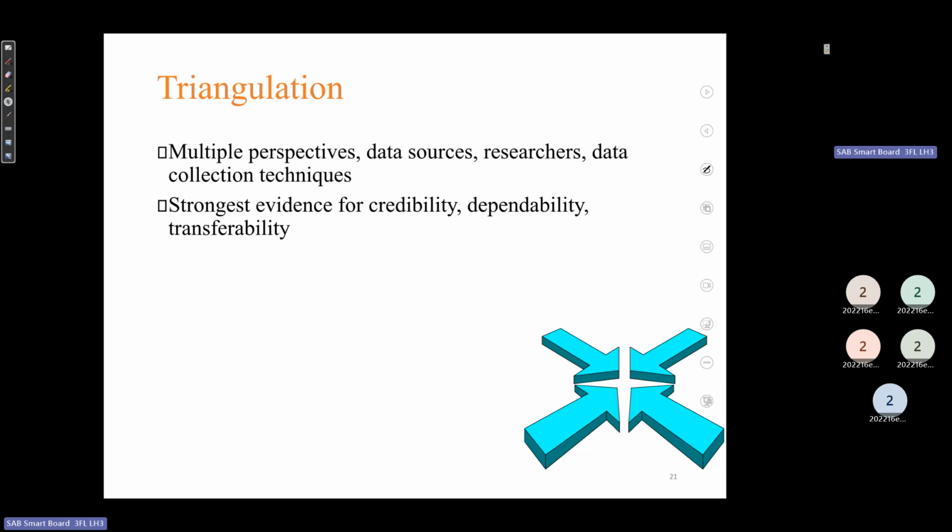So what's the difference between triangulation and corroboration? What's corroboration? Minimizing the risk of false observations. So for that, we need to ensure the credibility of data.